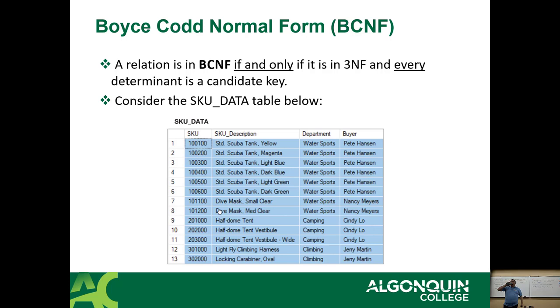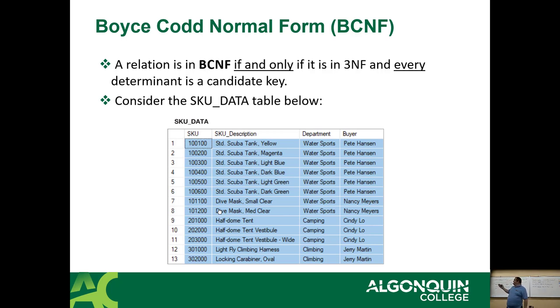So if I remember, I think there was 1 or 2 questions about Boyce-Codd, and it was more about the definition than the actual practical. Okay. So a relation is known to be in Boyce-Codd if and only if it's in third normal form, obviously, because it's the next normal form after third. And every determinant is a candidate key.